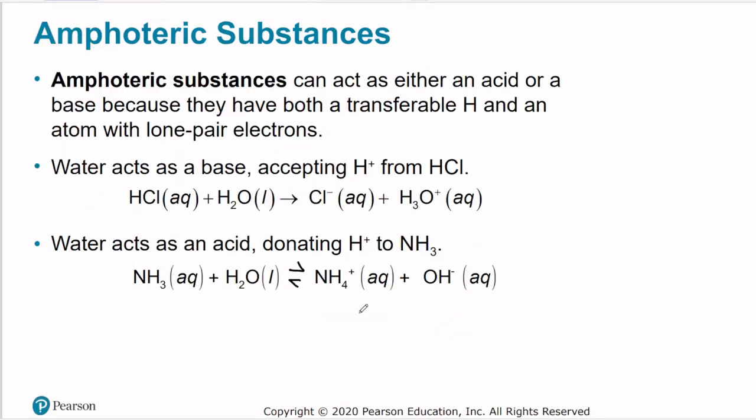Some substances can act as both an acid and a base, and water is one of those substances. These substances are called amphoteric. Notice here in the first example that water is acting as a base. It's taking a hydrogen from the HCl and forming H3O plus. In the next example, water is acting as an acid. It's donating H plus to ammonia, forming NH4 plus and OH minus.